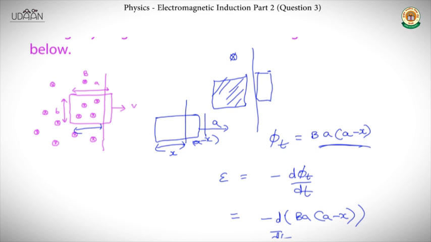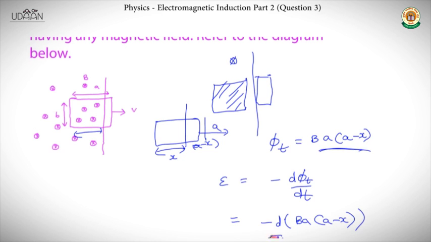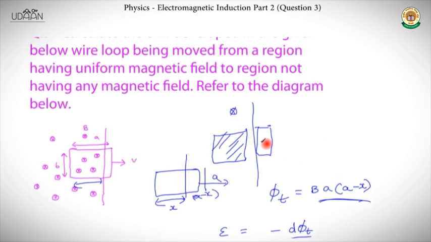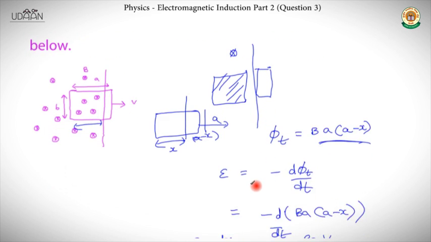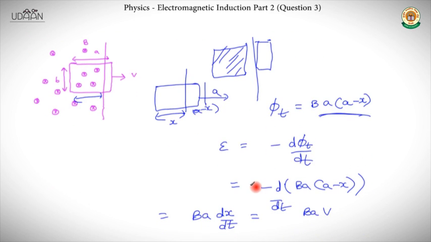So basically we see that in this question we were not given the values of many things. We were just simply given a square loop and a uniform magnetic field. So basically we were to leave the answer in terms of B, A and V. Okay, so this was question number 3.